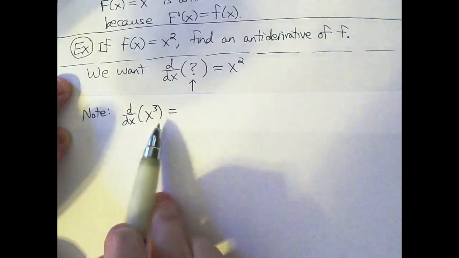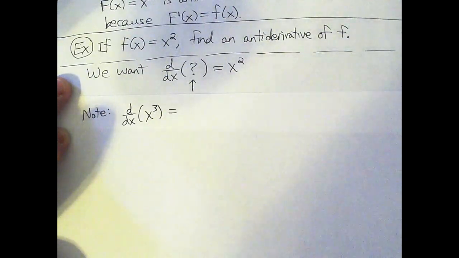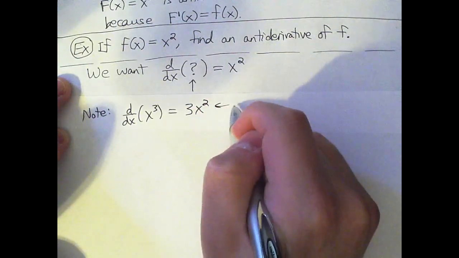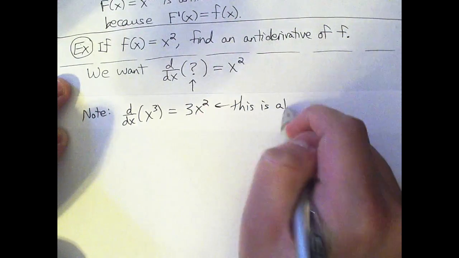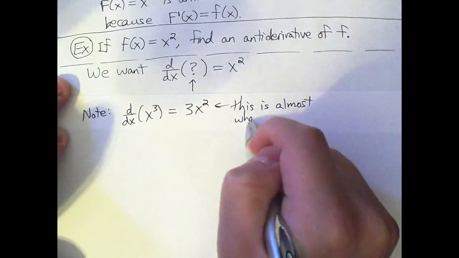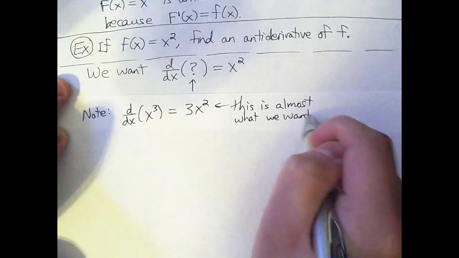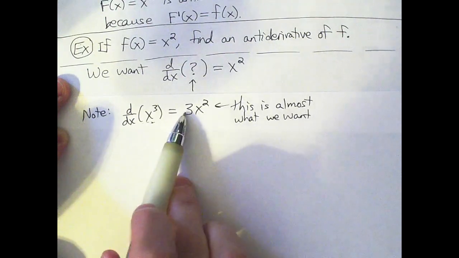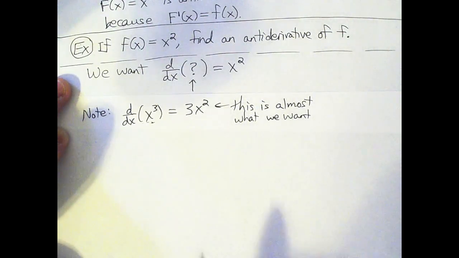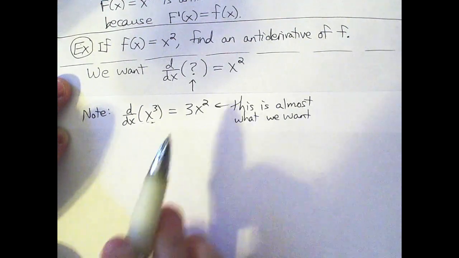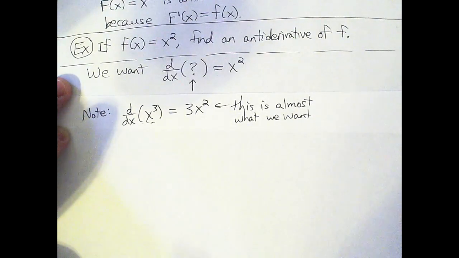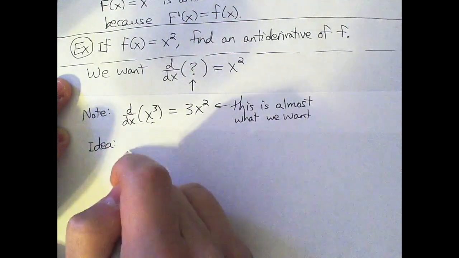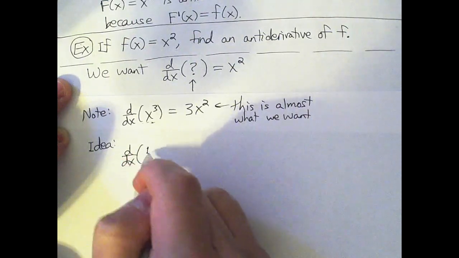We're not sure if that's the answer yet. But I know that when you take the derivative of x cubed, the power reduces by 1, right? So I guess you get 3x squared. So this is almost what we want. Really, I want something that when I take the derivative of it, I get just x squared. This has a 3 out front, so this can't be the right answer, but it somehow feels close. It's 3 times bigger than it should be. So here's an idea. What if I did 1/3 of this?